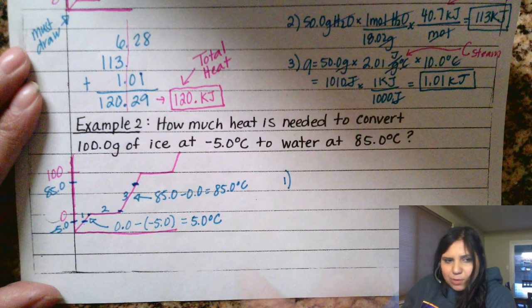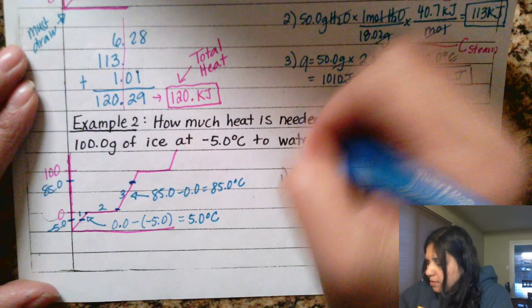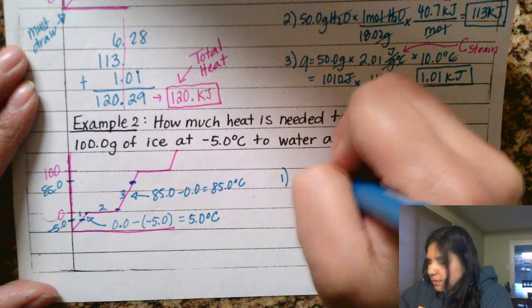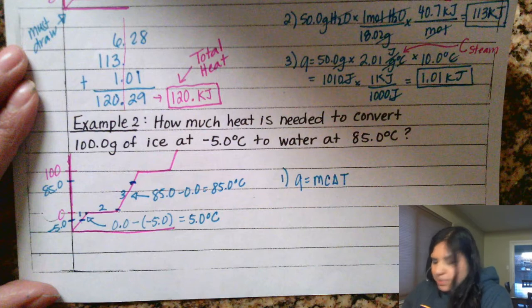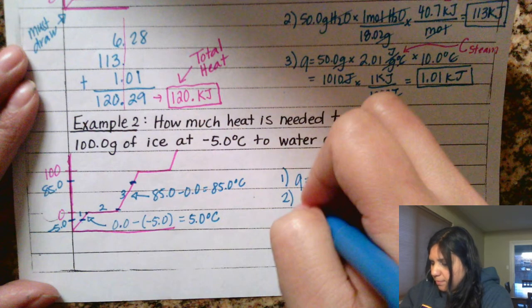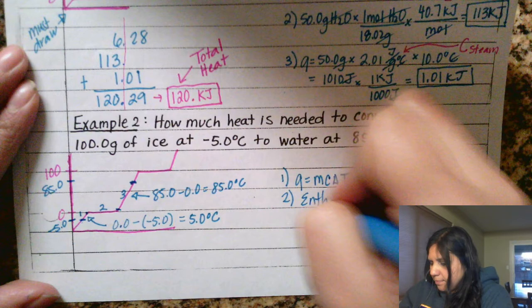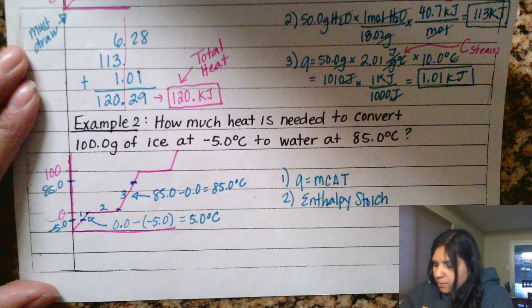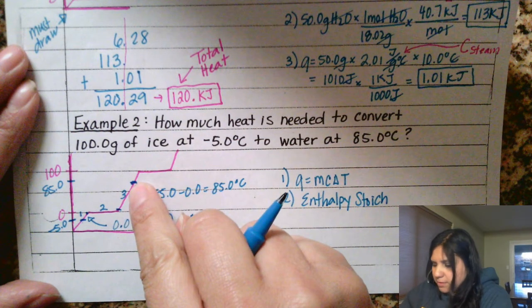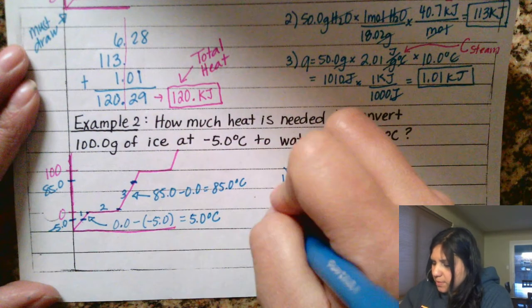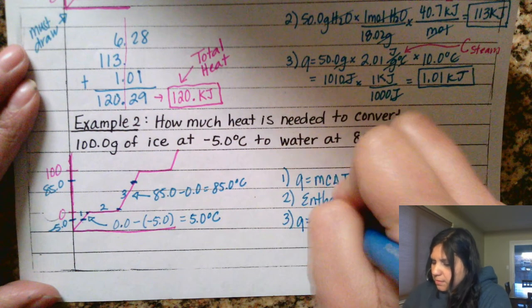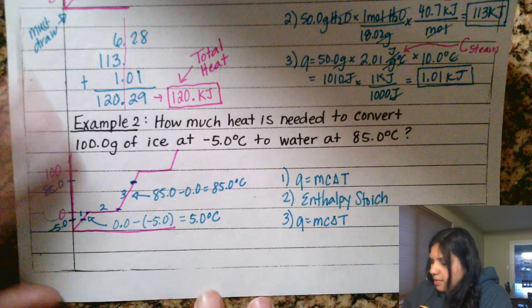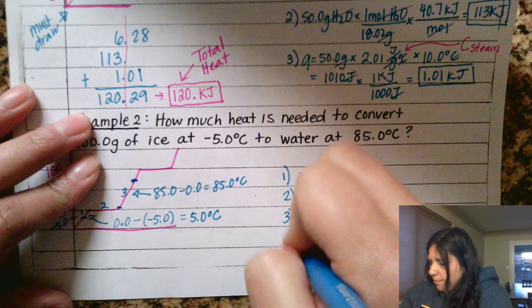So line segment 1, it's a diagonal, so hopefully you know you'll use Q equals MC delta T. Okay. Line segment 2 is a flat line, a plateau. So line segment 2, we will use enthalpy stoic. And line segment number 3, we are going to use diagonal, so that's Q equals MC delta T. Okay. And then our last step would just be to find the total.